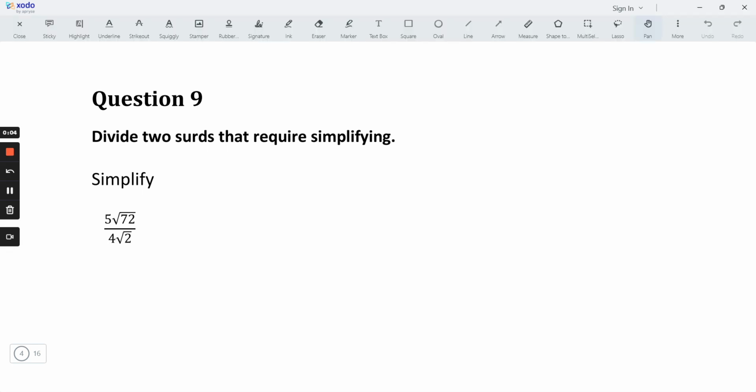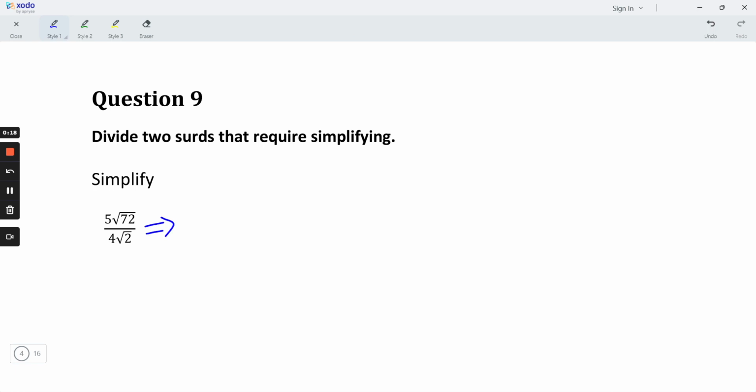Hello again, we are working with surds. So here, simplify 5 square root 72 divided by 4 square root 2. The idea is easy. Let's write it like this: 5 over 4 times the square root of 72 divided by 2.